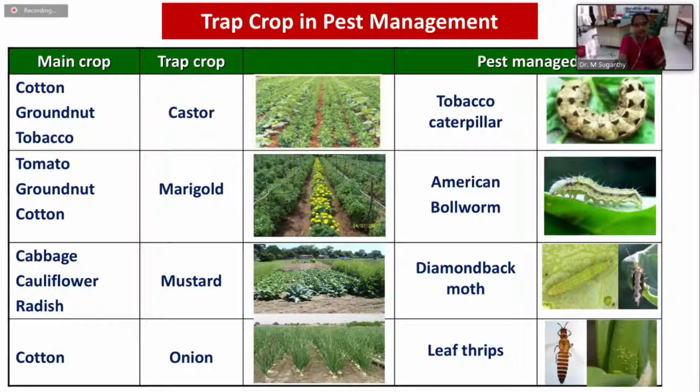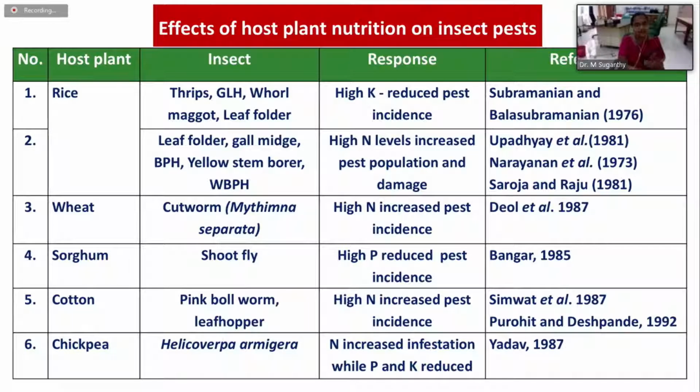Regarding host plant nutrition, in general, if the level of nitrogen nutrition is high, the plants will appear very greenish and attract the maximum number of sucking pests as well as defoliators. So if we increase the level of potash as well as phosphorus, the pest population obviously comes down. The next one is the role of planting dates. I'll take one example.